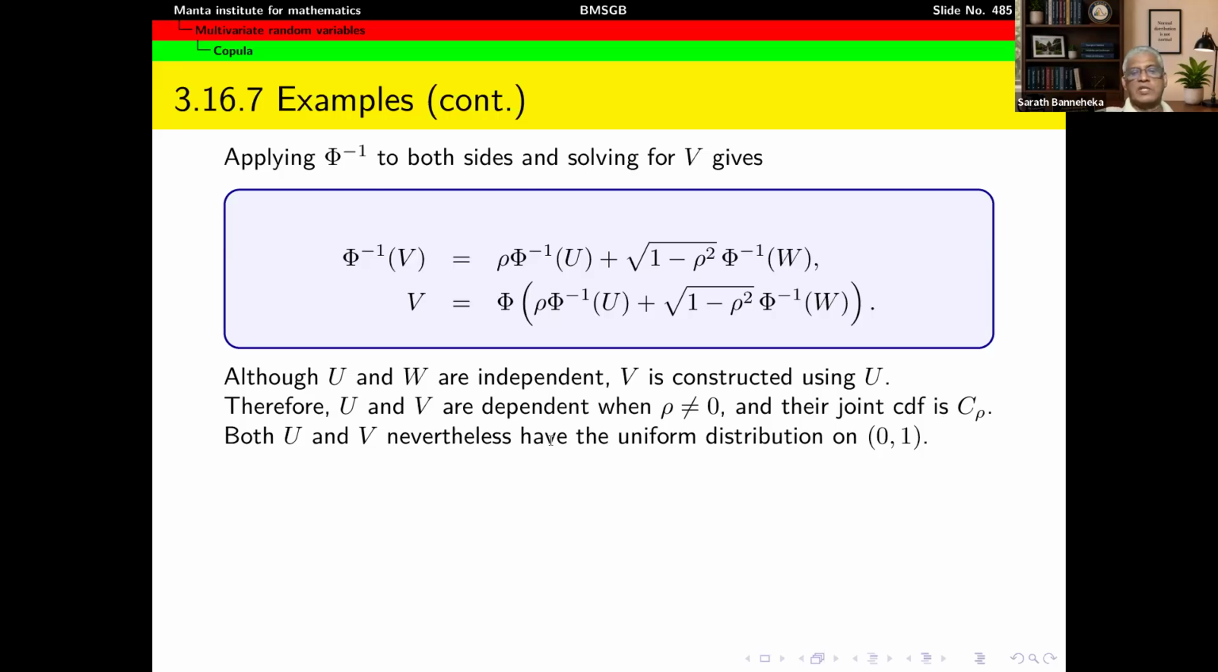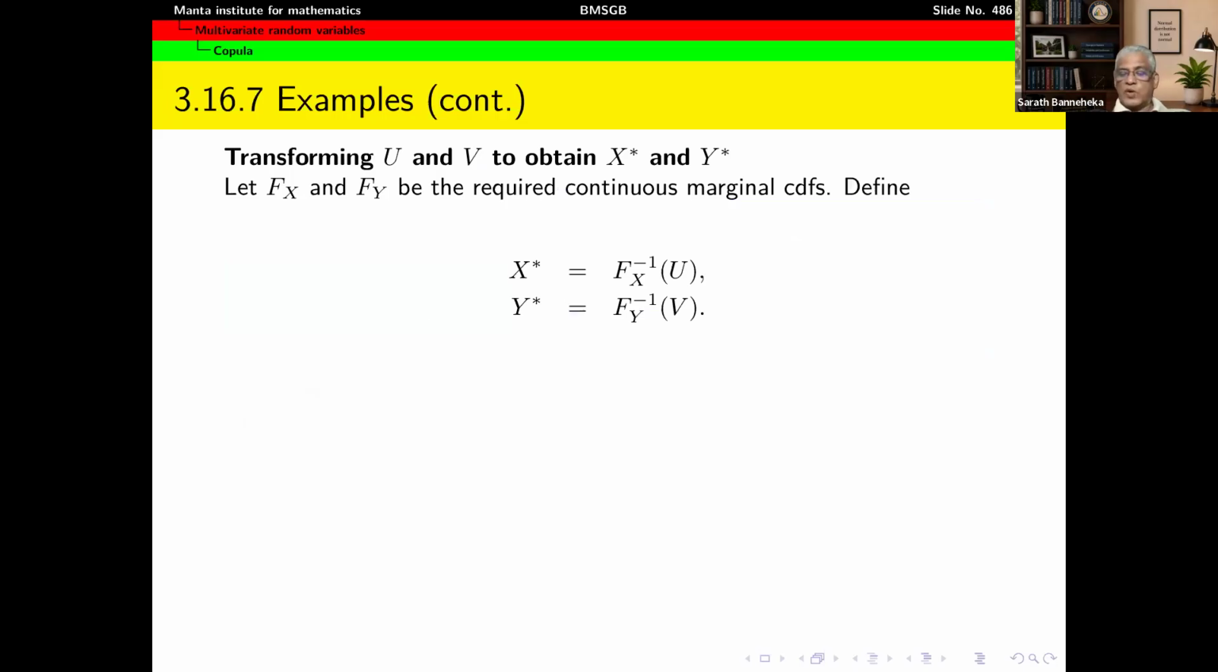Both u and v nevertheless have uniform distribution on 0 and 1. Of course, u is uniform, that is what we generated. And v coming from this also will be uniform. Right. Now, once we have u and v, in order to get the data from fx and fy, we apply this inverse transformation. Let's say x star is equal to fx inverse u and y star is equal to fy inverse v.